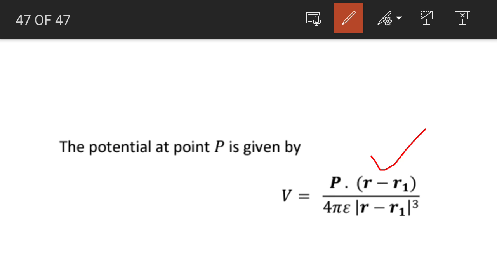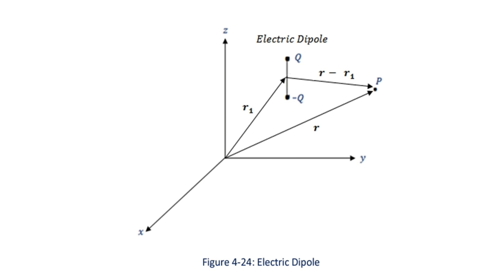Now r minus r1 is the distance between the center of the dipole and the point under observation.